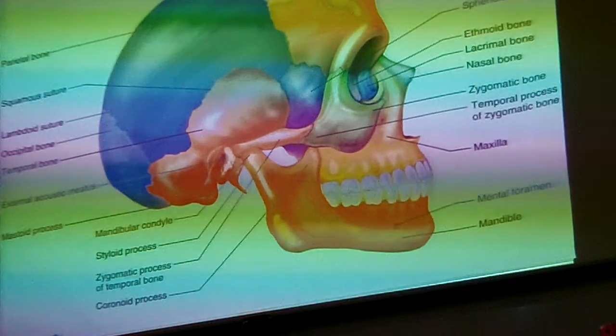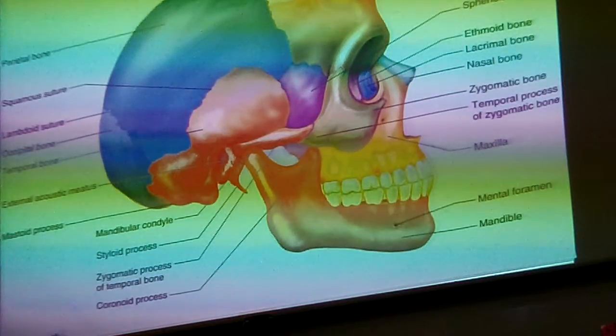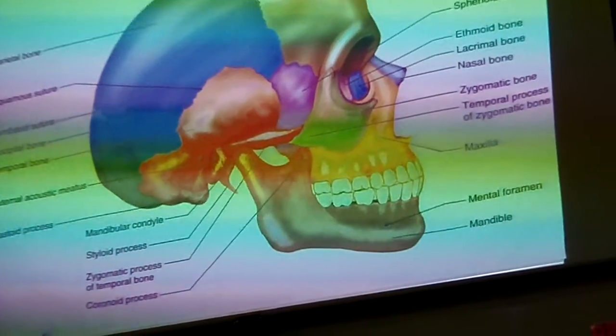You'll also get a lot of omits on this next test, too, so you don't have to know all of these, but you got to know a good portion of it.